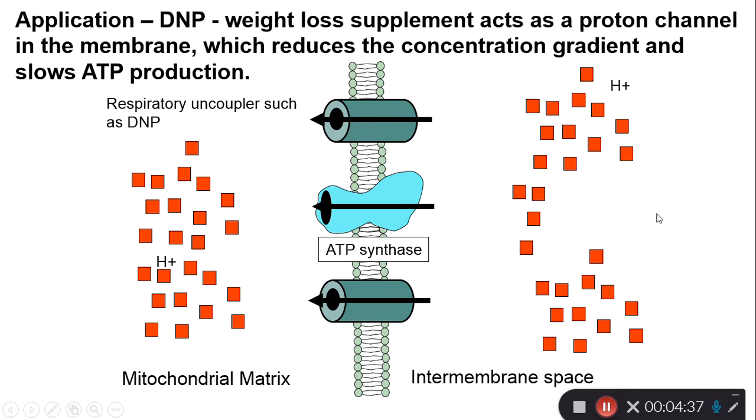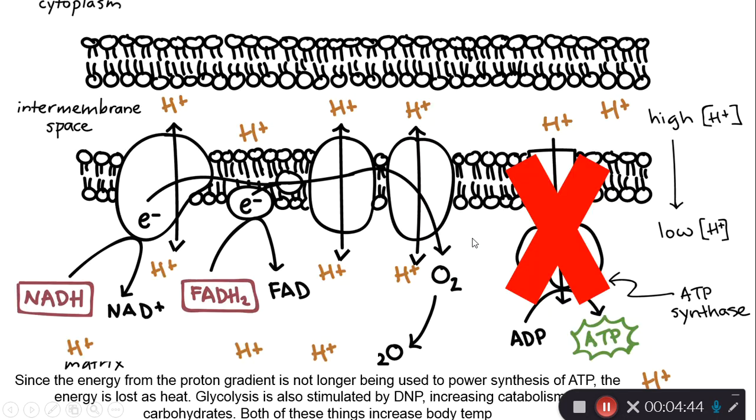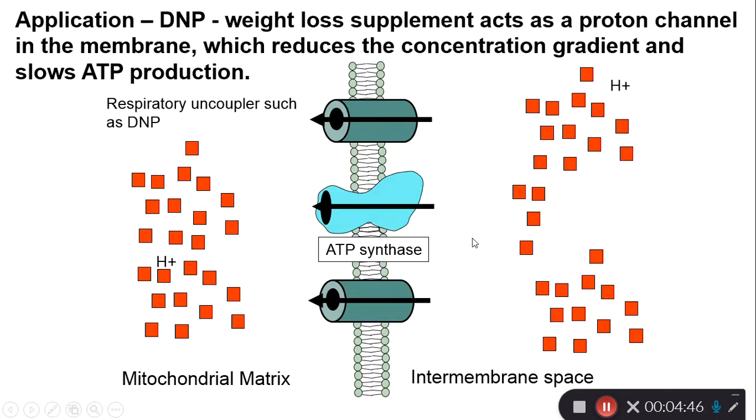And if you've got the same amount on both sides, then you do not have a concentration gradient. If you do not have a concentration gradient, you're not going to have a flow from high to low, because no longer is there a high to low. No longer do you have more on one side than the other. So you're going to stop the flow of protons through ATP synthase, and if you stop that, then you are stopping the production of ATP. And this is exactly what DNP is doing.